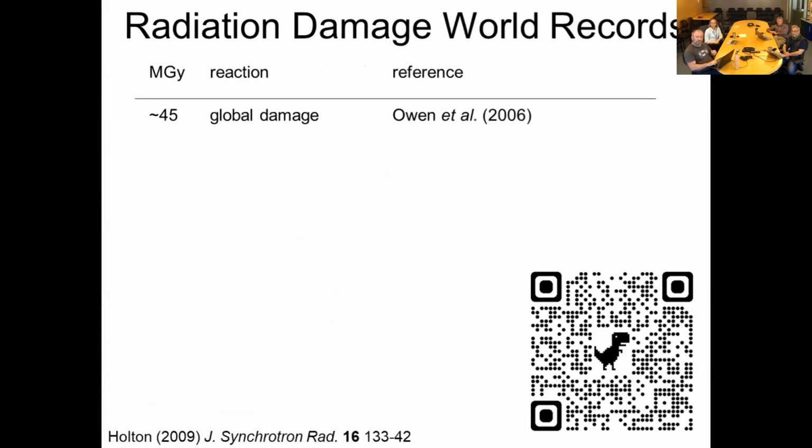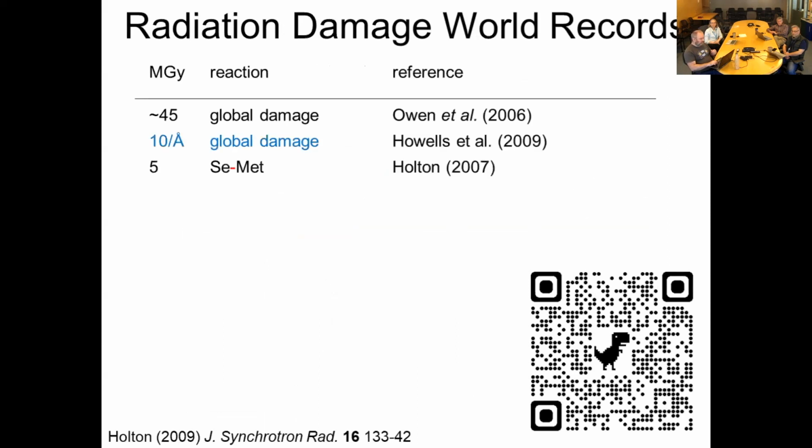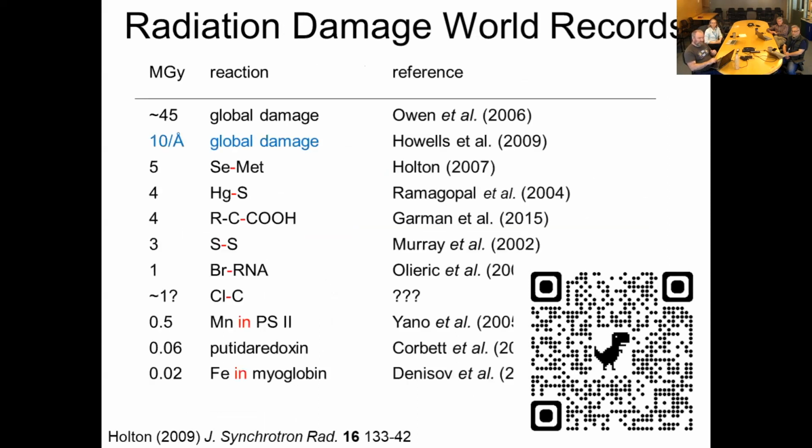Also, I have a hobby of trying to accumulate records of all the studies that have been done on radiation damage and the dose limits of various types of chemistries. They're not all tabulated, but if you have something similar to one of these, then you can help predict. Again, that QR code will take you to those studies.